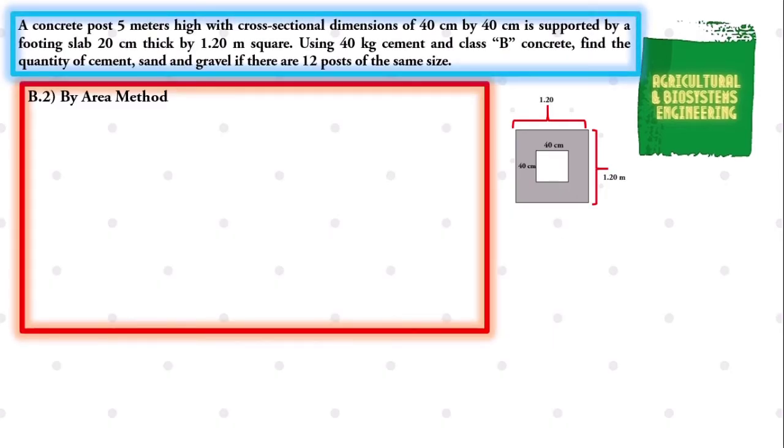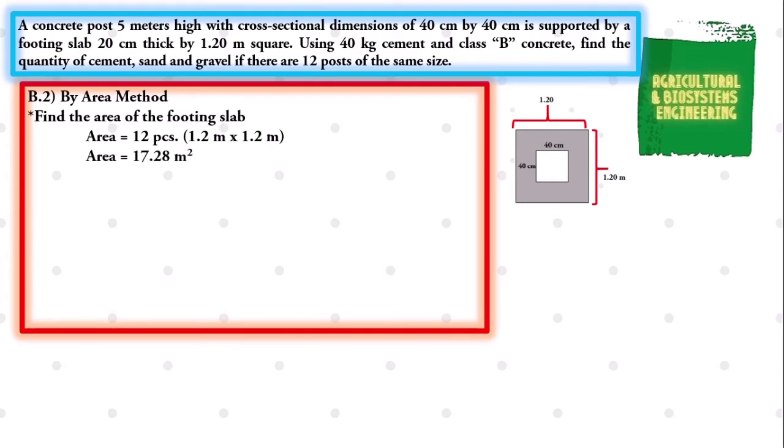Next, we solve for the area method. Estimating concrete slab by the area method is much easier than the volume method. Now, we find the area of the footing slab. To solve for the area, we multiply the number of footings, which is 12, times the dimension of the footing to be 1.20 meters by 1.20 meters. We simply multiply, giving us an area of 17.28 square meters.